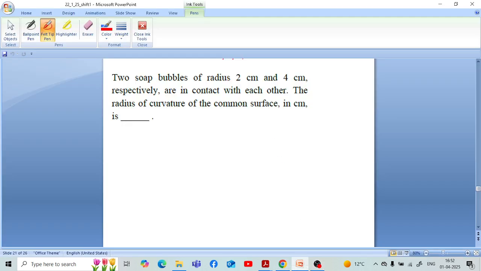Hello students, the question is: two soap bubbles of radius 2 centimeter and 4 centimeter respectively are in contact with each other. The radius of curvature of the common surface in centimeter is? So the problem is something like this, that there are two soap bubbles. Suppose this is soap bubble 1 and this is soap bubble 2.